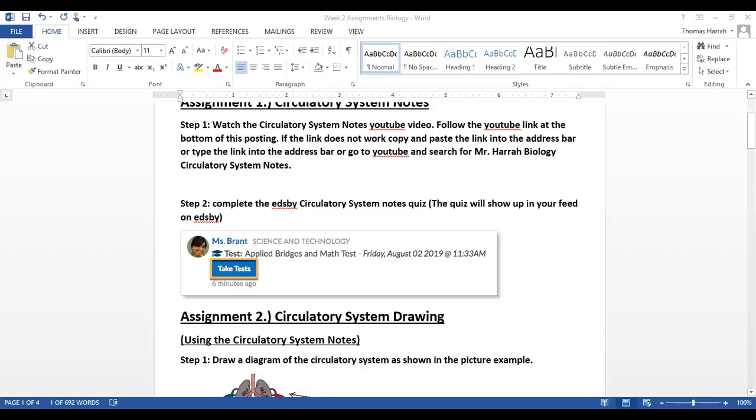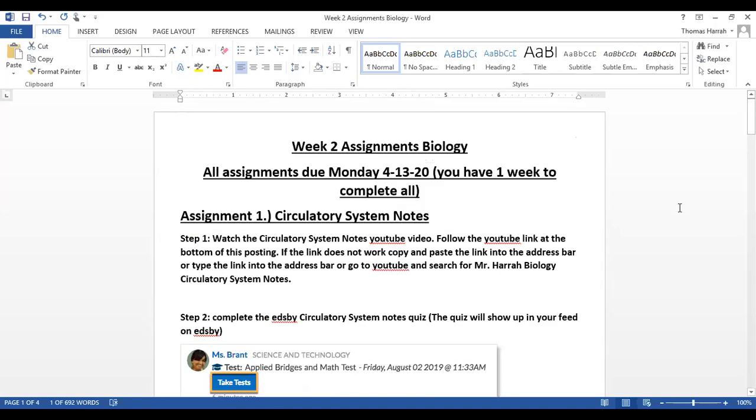We're going to go over week 2 assignments, and then we're going to do the circulatory system notes. So first, let's go over what the assignments are for week 2. Week 2 assignments, biology. All assignments are due by Monday, April 13th. You have 1 week to complete all of them, just like the first week's assignments.